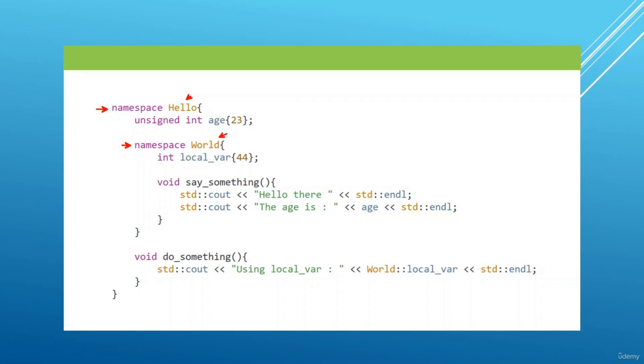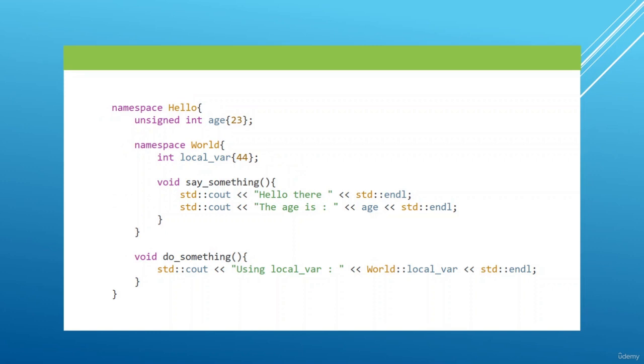For example, the world namespace here is going to have direct access to the age name here. It's not going to have to go through some namespace name to access that, and we can see that here. But outer namespaces have to go through the namespace name to access things we declare in inner namespaces. And if you look at this do something function here, if it wants to access this local variable here, it's going to go through the world namespace name because that's where this thing is declared.